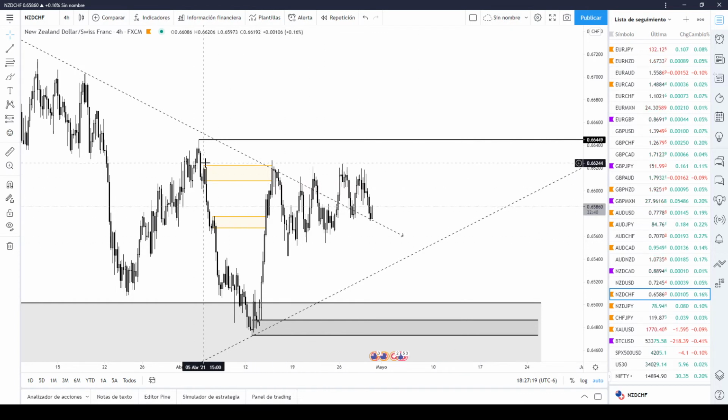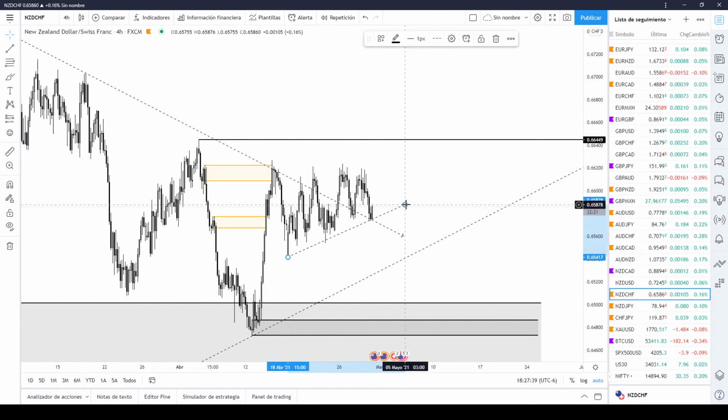Why? Because we have supply zones being removed. We have this zone being removed, we have this other zone being removed. And based on supply and demand rules, when we have two zones removed, we are in a trend already. Now the price is making a triangle pattern.